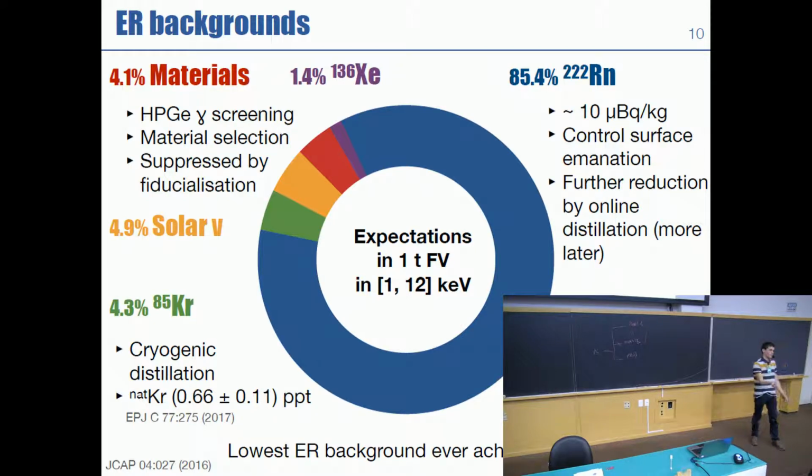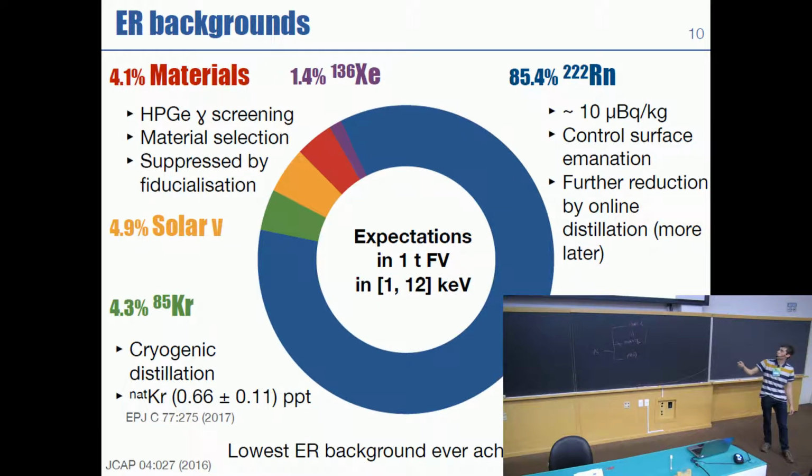This is emanated from materials inside the detector, inside cooling plants, everywhere, particularly in the steel. And it's constantly entering, and it has a half-life of about 4 days. And so this makes up 85% of our backgrounds. Really the only way at the moment that we can control this is to try and select materials with a low emanation rate of this radon, and to avoid having them close to where the xenon enters the detector.